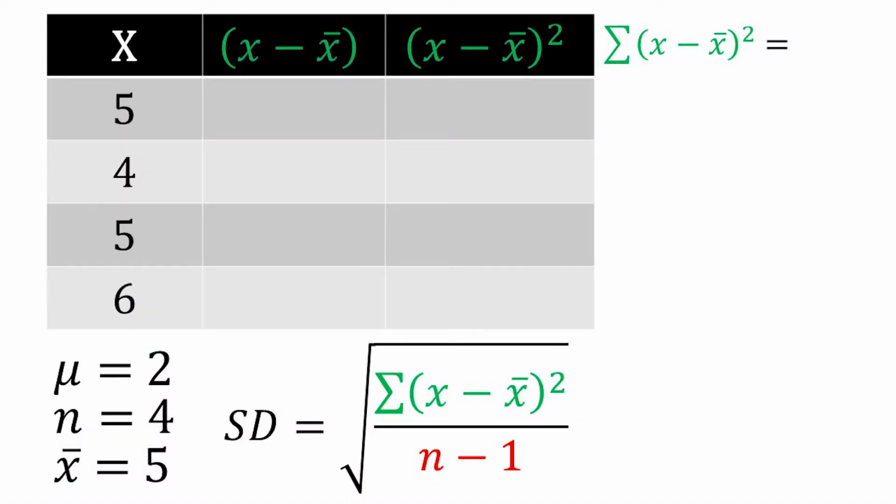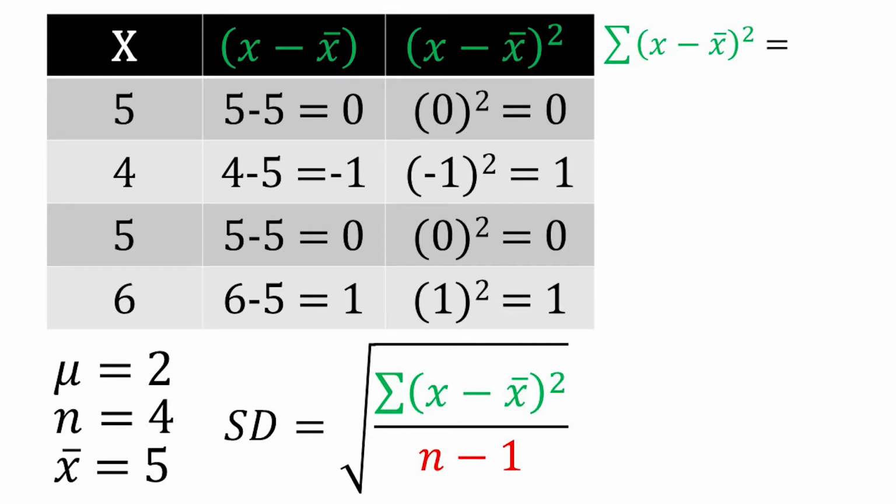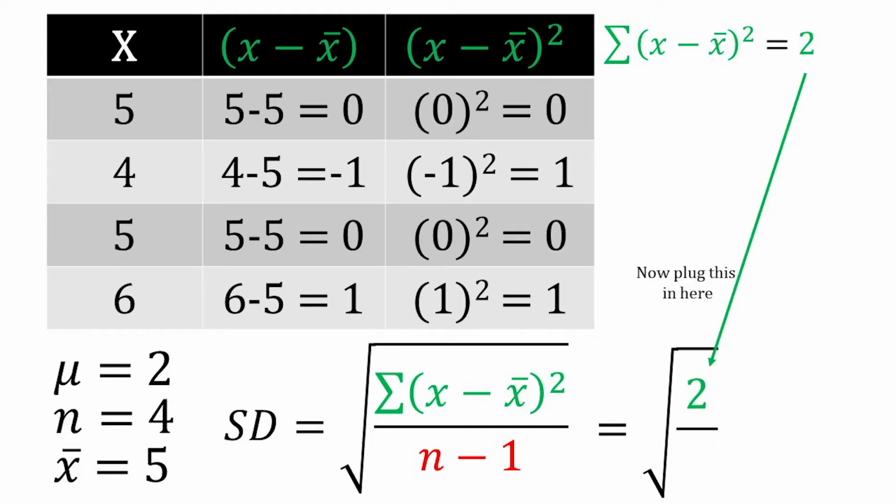Let's break it down into steps. First, we're going to subtract each one of these from the mean. And once we've subtracted them all from the mean, next we can square each one. This is easy because 0 squared is 0, and the other things are 1s. And finally, we can sum them, which is easy enough. Now that we have the sum of squares on top, we need degrees of freedom on the bottom.